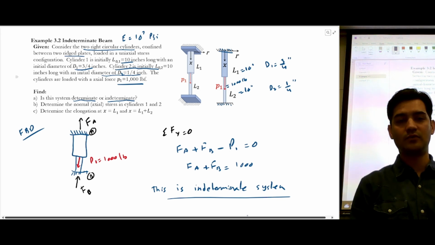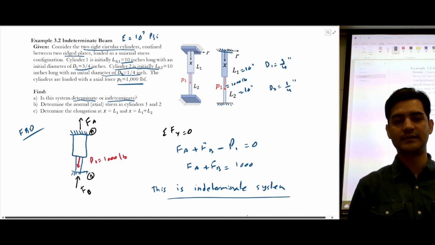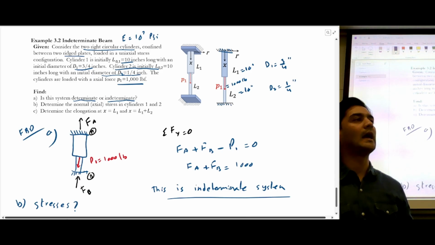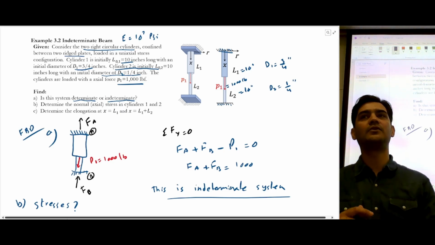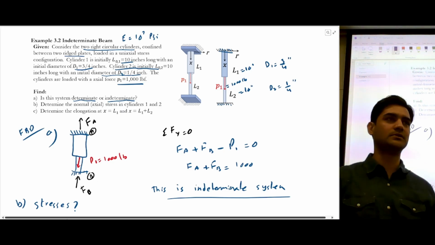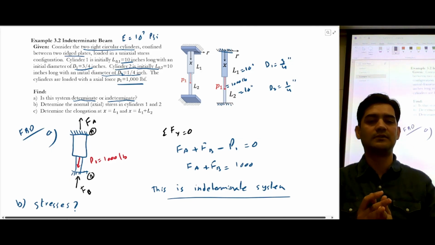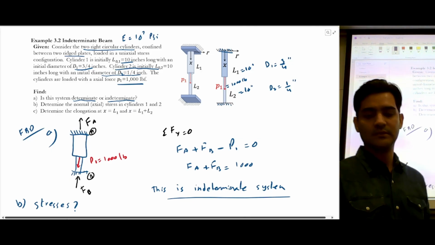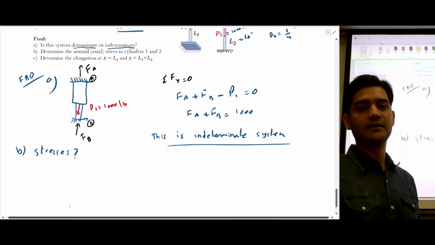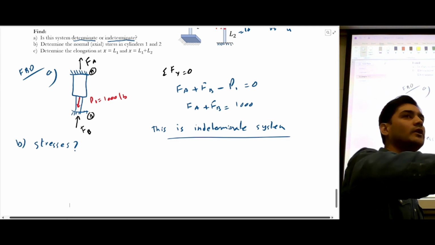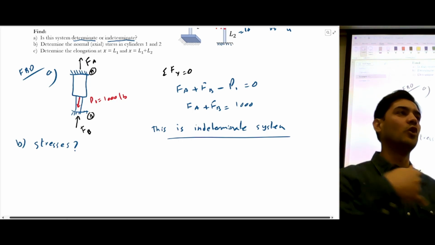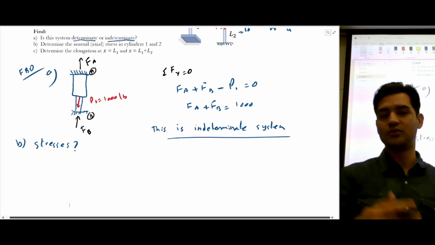Okay, so now the second part says determine stresses. In order to calculate stresses, we need to calculate internal loads. And to calculate internal loads, we need reactions. But we cannot calculate reactions because it's an indeterminate system. So what we need is another equation to solve this indeterminate system. That equation is going to come from the compatibility equation, from the knowledge we already have from the mechanics of materials. So we'll see how we can do that.